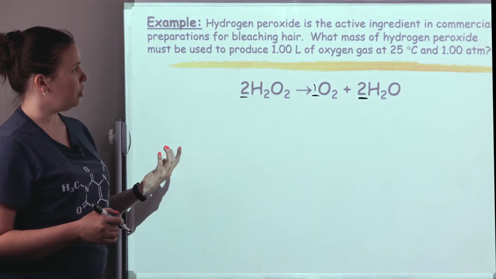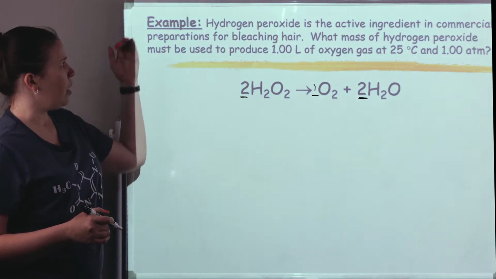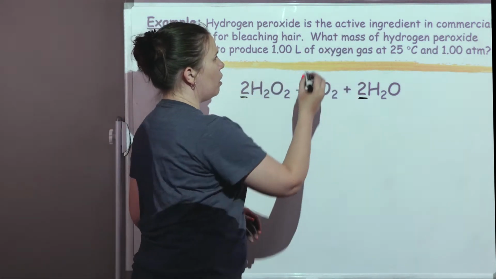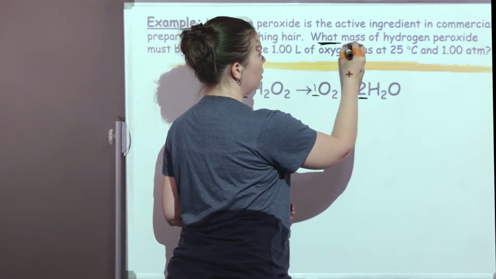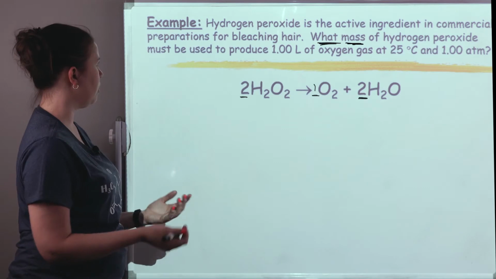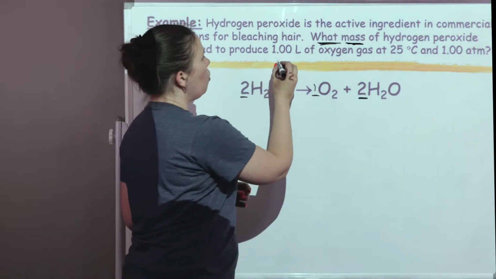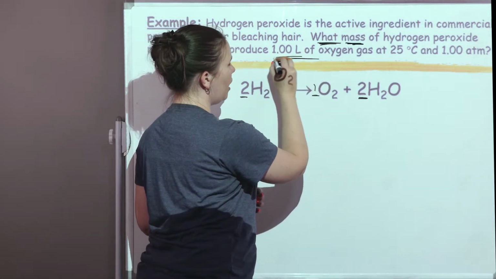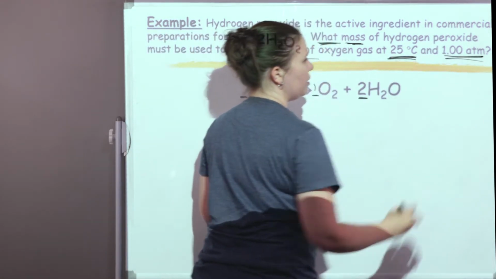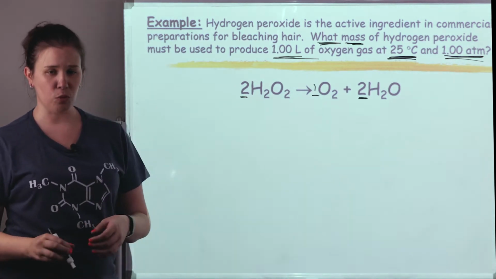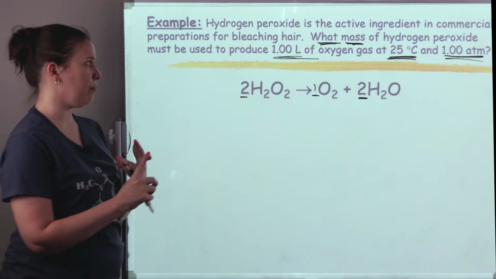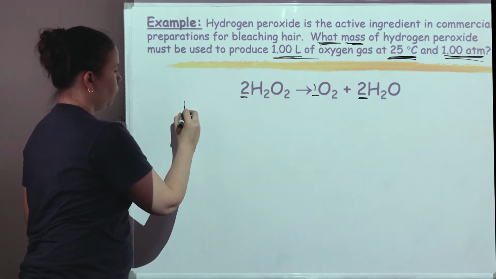Let's look at the actual information given in the question. Hydrogen peroxide used for bleaching hair. Great, who cares? What mass of hydrogen peroxide? So I found what I'm looking for. I'm trying to find a mass or an amount of hydrogen peroxide must be used to produce 1 liter of oxygen gas at 25 degrees Celsius and 1 atm. Now that's starting to look more like gas laws, right? It's giving me liters, degrees Celsius, and atm. So let's jot that down.